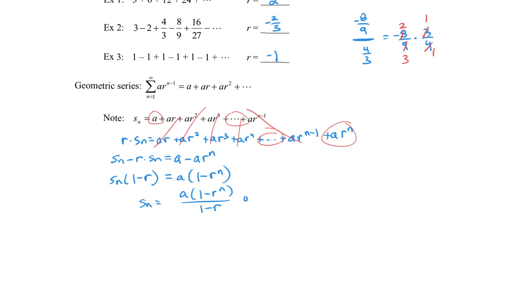And sometimes you'll see it written this way. Essentially you multiply that fraction by negative 1 over negative 1, and you get A times R to the n minus 1 over R minus 1. This one's just a little easier to use when R is greater than 1.